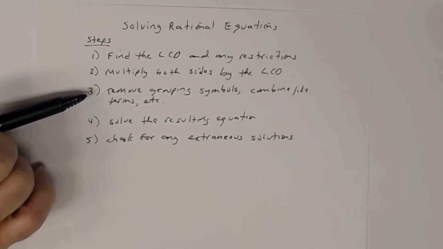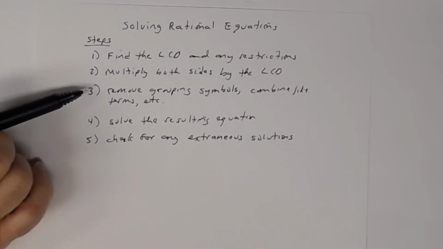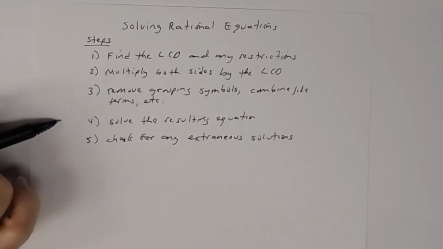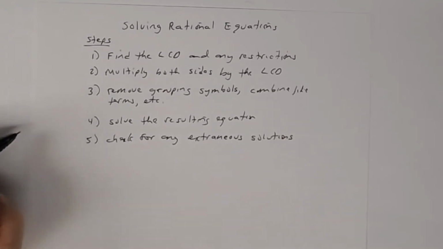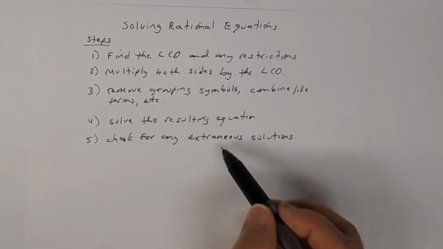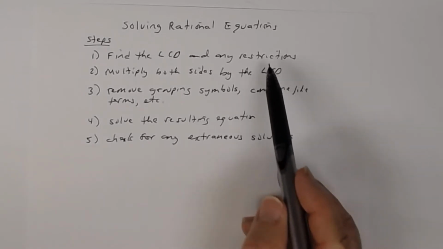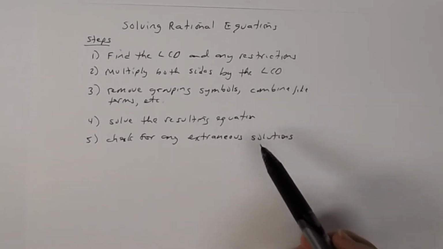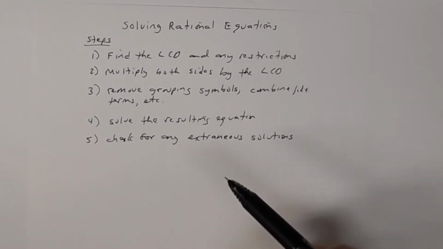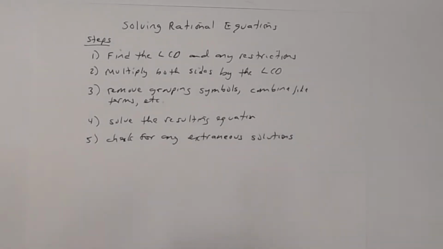And then you're going to remove any grouping symbols, combine like terms if you can, reduce, and so forth. And then you're going to solve the resulting equation, and then you're going to check for any extraneous solutions. You check for extraneous solutions by technically just looking at these restrictions, to see if any of these proposed solutions is a restriction. Okay, so let's look at number one.